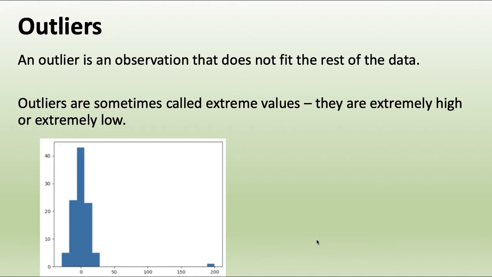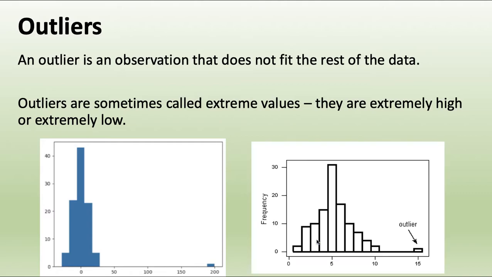Notice the outlier is located around 200, so it is extremely higher than most of the data values in the set, which fall below 50. This is another example of a histogram with an outlier. Now here the outlier is not as obvious because the outlier is around 15 as opposed to the rest of the data values which fall between 0 and 10.